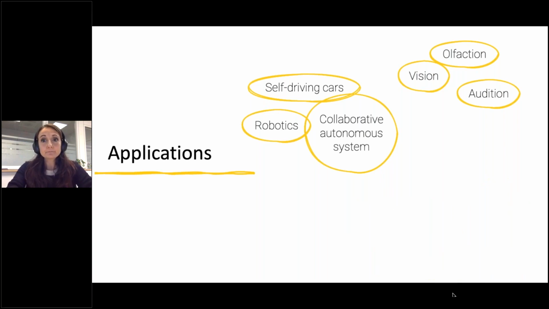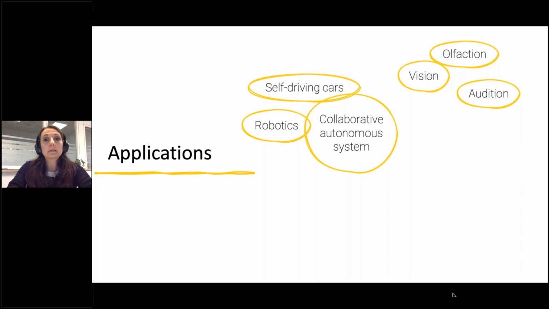As I was saying, we can use this type of sensing and neuromorphic computation in applications where you need autonomy. You need to take information from the environment and from the system to take decisions. For self-driving cars, for example, you have to do it online, very quickly and robustly, and that applies also in robotics and in collaborative autonomous systems.